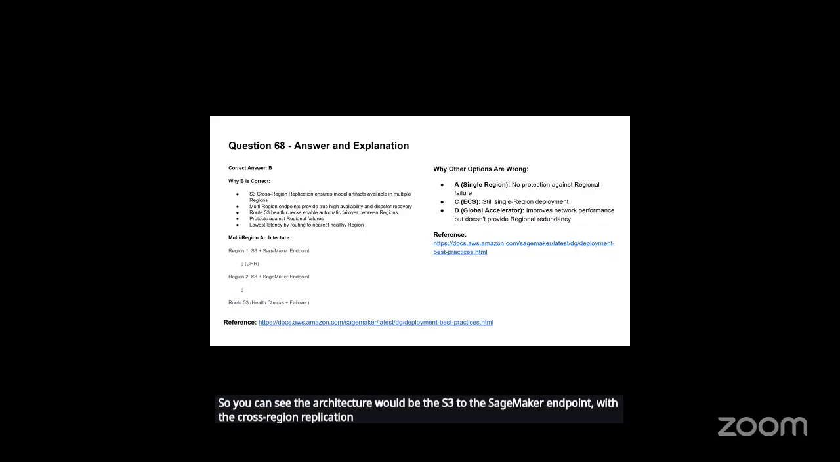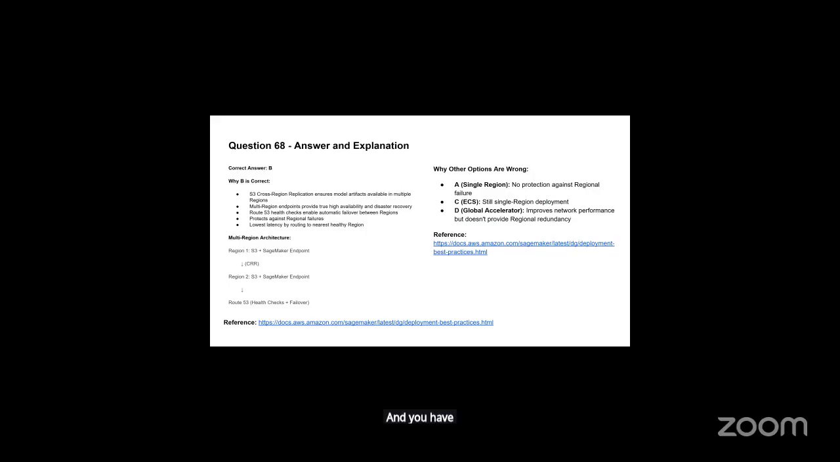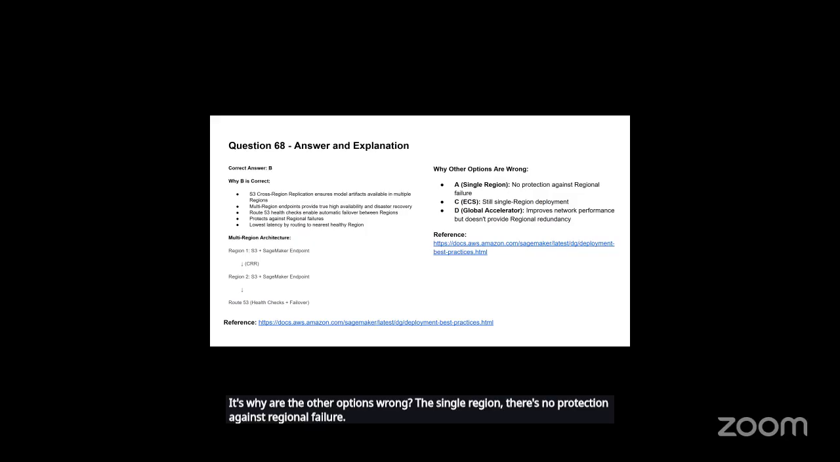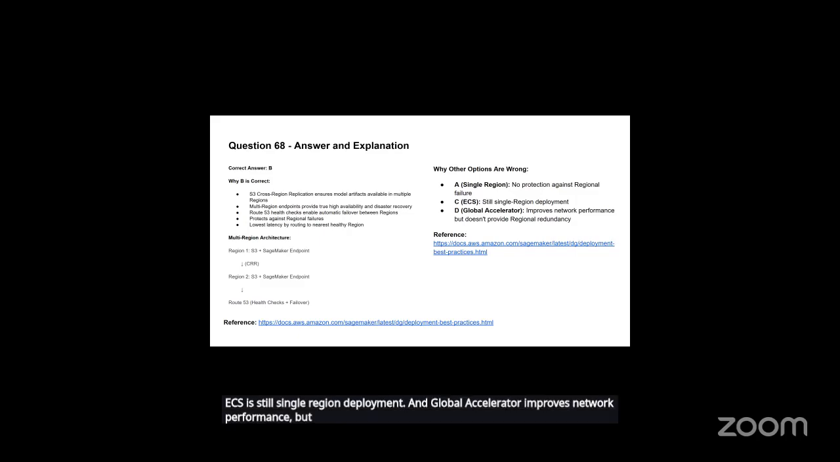So you can see the architecture would be the S3 and the SageMaker endpoint with the cross-region replication. You see region 2 has S3 with the SageMaker endpoint, and you have a Route 53 health check for failover between them. So why are the other options wrong? The single region, there's no protection against regional failure. ECS is still a single region deployment. And Global Accelerator improves network performance, but doesn't provide regional redundancy.